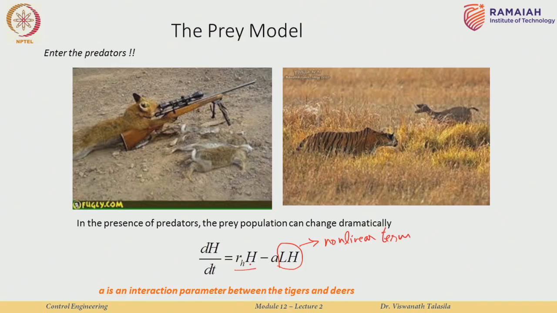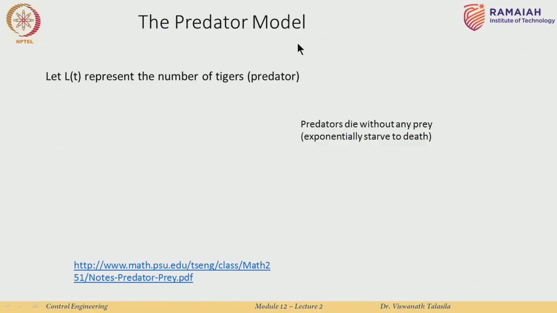Okay. This is a perfectly linear term. RH is a positive constant, H of course is the population of deers. This is the nonlinear term over here. I would like you to prove this on your own. Okay. So, that is the prey model. Now, what about the predator?